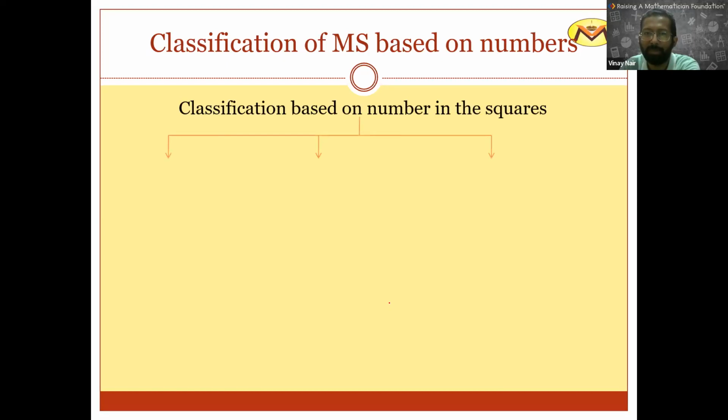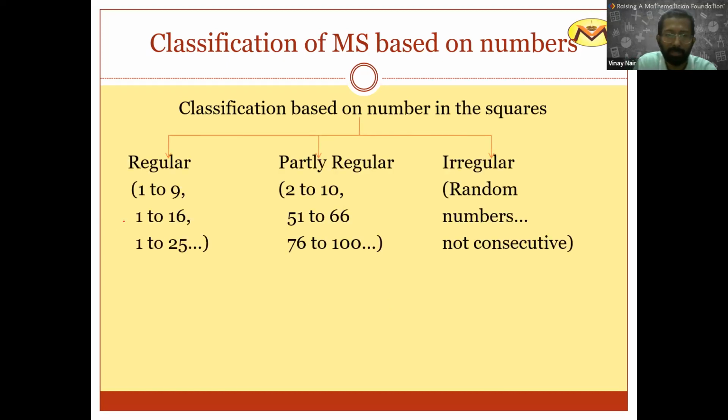Another way of classifying magic squares is based on the numbers in it. So there are regular magic squares, which take successive numbers, like what Aitreya had shared. No, not Aitreya, because she had shared about odd numbers, right? So odd numbers don't come under regular magic squares. Okay. We can also do consecutive odd numbers and consecutive even numbers.